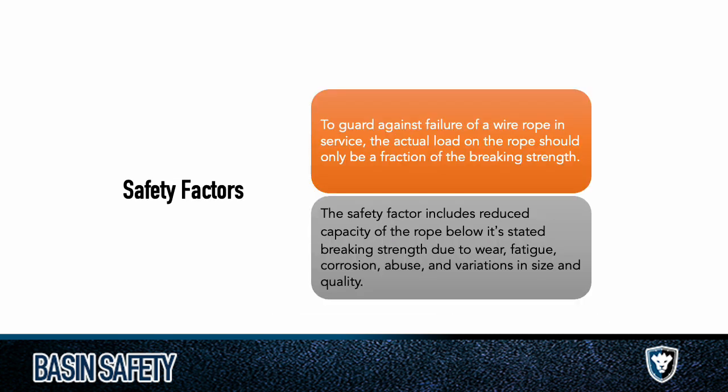So, safety factors to guard against failure of wire rope in service. The actual load on the rope should only be a fraction of the breaking strength. Like if it says 5,000 and we're like, oh, it's 4,999 pounds, we're good. Well, yes, you will be good, but why not use a 10,000 pound or a 6,000 pound or something that's heavier so that we're not essentially pushing it to its breaking point, right? We want to make sure that we are, above and beyond, not right at the number, because they're just going to fail sooner. They're going to start to get weakened, and you're going to start to see bird caging and things like that.